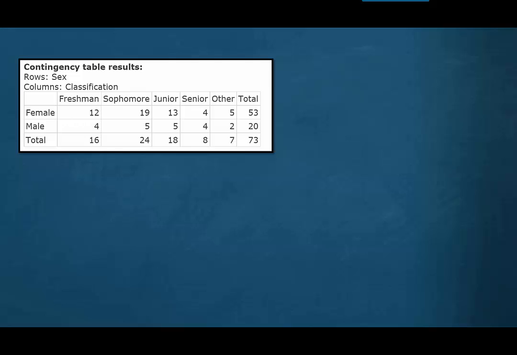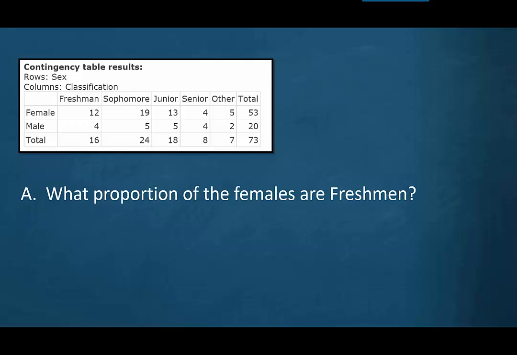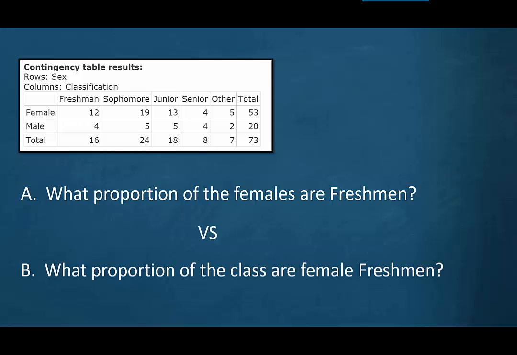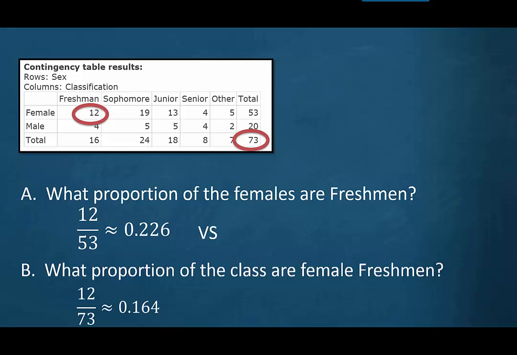So let's look at a distinction between these two questions. What proportion of the females are freshmen versus what proportion of the class are female freshmen? These are slightly different questions. In part A, we're only looking at the females. So we have a total of 12 female freshmen. We divide this by the number of females, to get about 0.226. For part B, we are wanting to know the proportion of the entire class. So we divide this by the total in the class of 73 to get about 0.164.